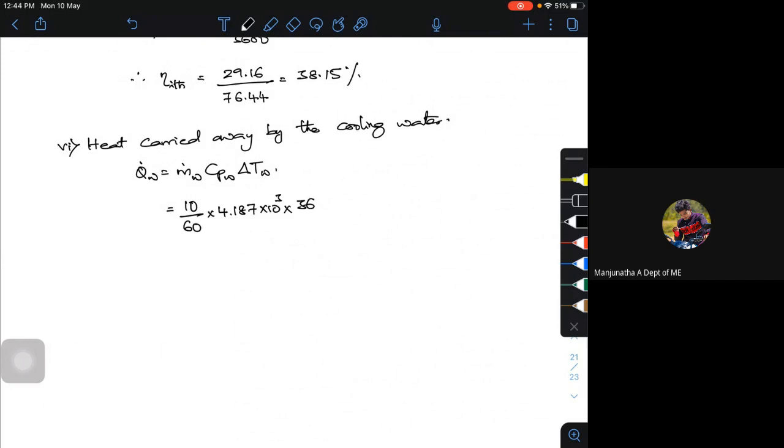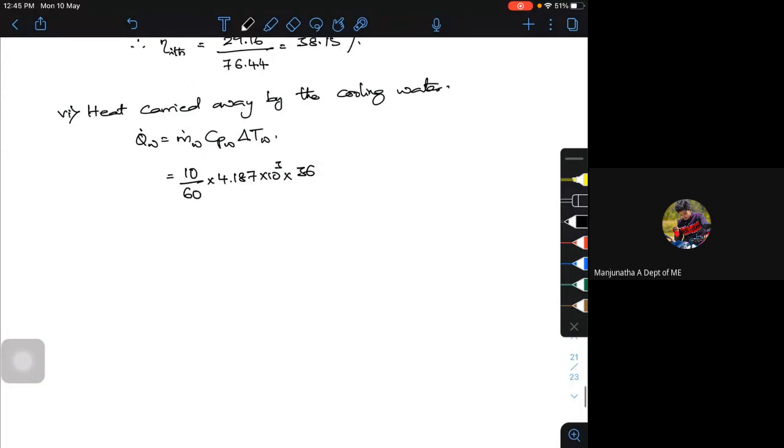So if I substitute it, I'm getting around 25.12 kilowatts. So Q dot W is equal to 25.12 kilowatts. So this is the problem. Everything they have asked, we are able to find.